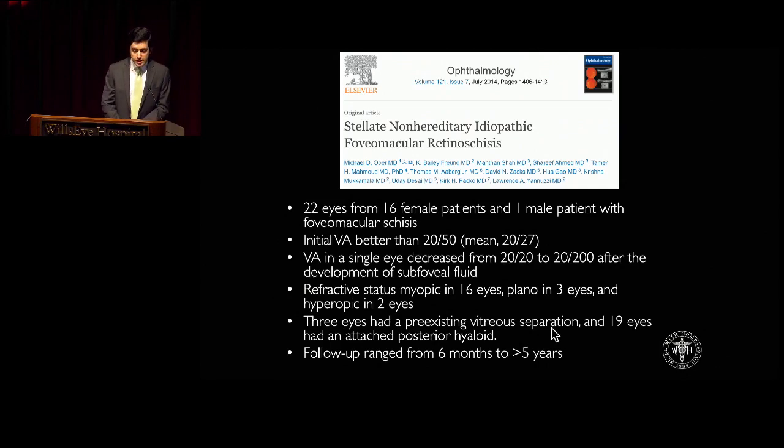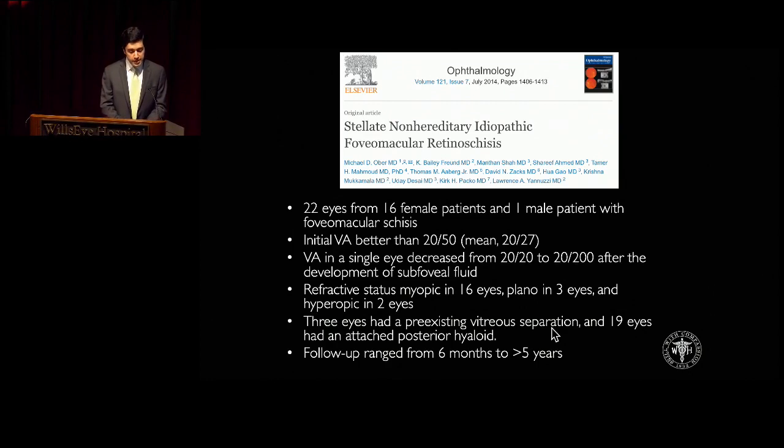So the diagnosis here was SNIFFER, or stellate non-hereditary idiopathic foveomacular retinoschisis, a term that was coined in 2014 in a multi-center report of 22 eyes with foveomacular schisis. 16 of these patients were female. There was one male patient, and all of these patients had visual acuity of 20/50 or better throughout the course of the follow-up, with a mean visual acuity of 20/27.